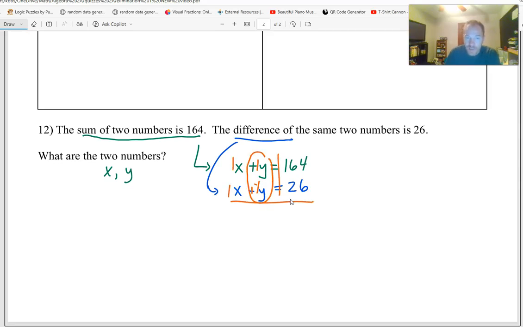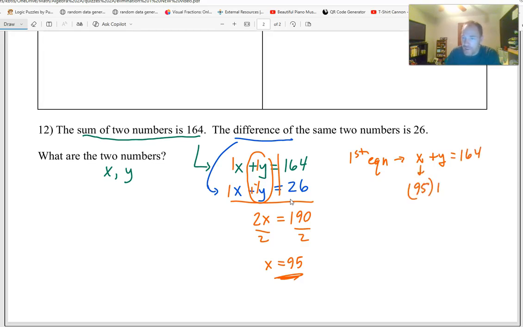X plus x, that's 1x plus 1x, that's 2x. Positive 1y, negative 1y is 0y, which is 0, which I don't need to write. And 164 and 26, I believe that is 190, if I'm doing my mental math correctly. Okay, this one I'll go ahead and finish up, but I can solve this for x. If I divide by 2, that would be x would be 95. I'm going to choose that first equation. I'm going to choose the sum equation to solve for the y value. So x plus y equals 164. This becomes, with the x value 95, that's 95 plus y equals 164. And I can solve that for y now.